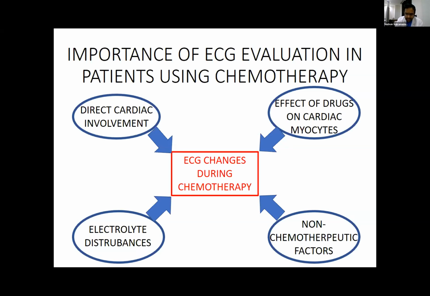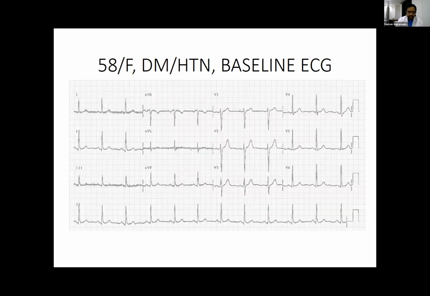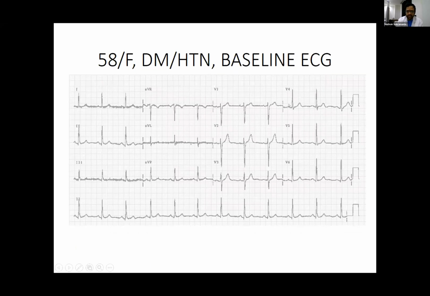So I thought the best way to take this talk forward would be just to give 5 case examples that we have encountered in our practice, and maybe a little bit of discussion about each case as we go through it. So the first case that I'll be showing you is this 58-year-old female, diabetic and hypertensive.